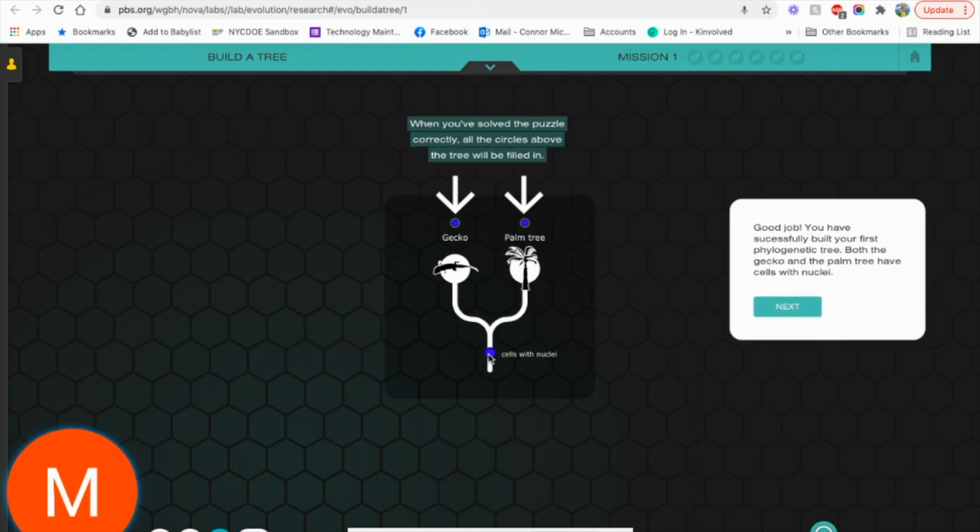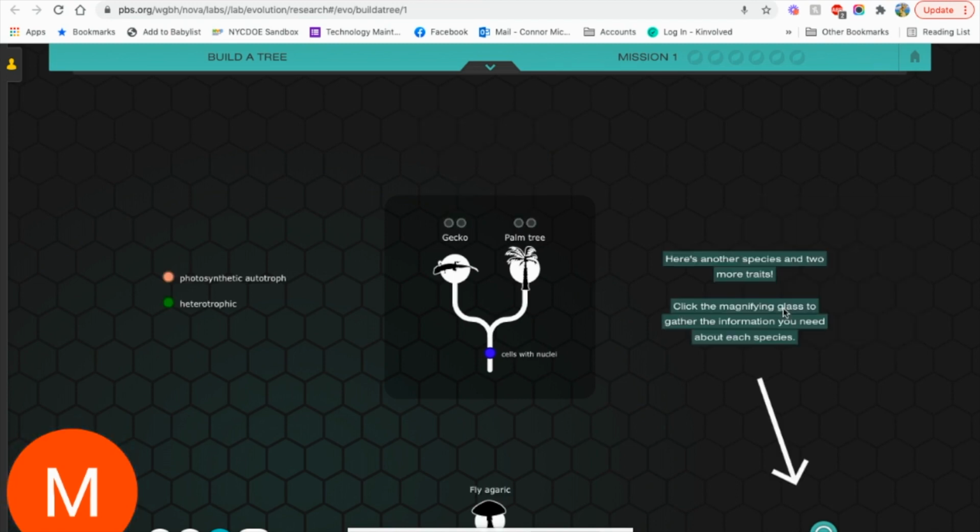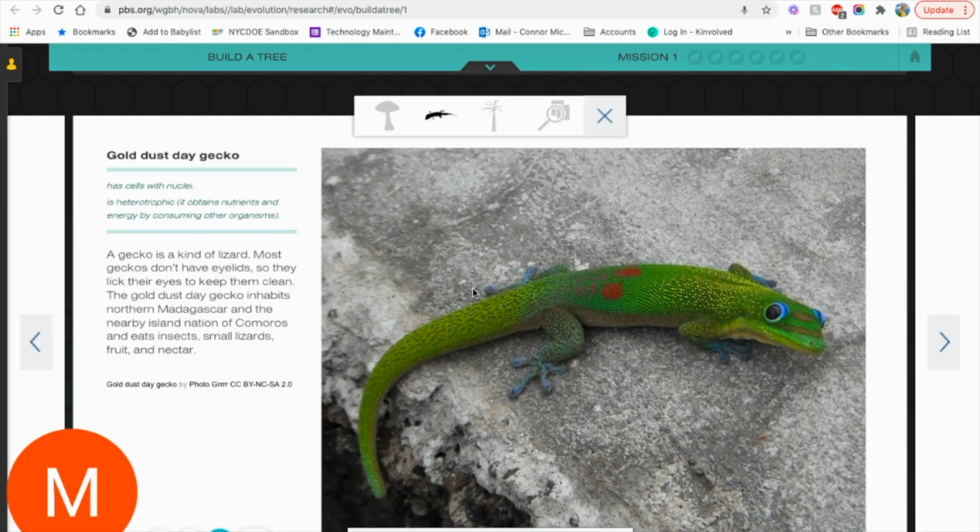So it says both species share this trait, place the point below. And then you'll see it splits. And now they both have colors. All their colors are there. We're going to click next. Now there is a magnifying glass on the side, and you can click the different species, or you can click that one.